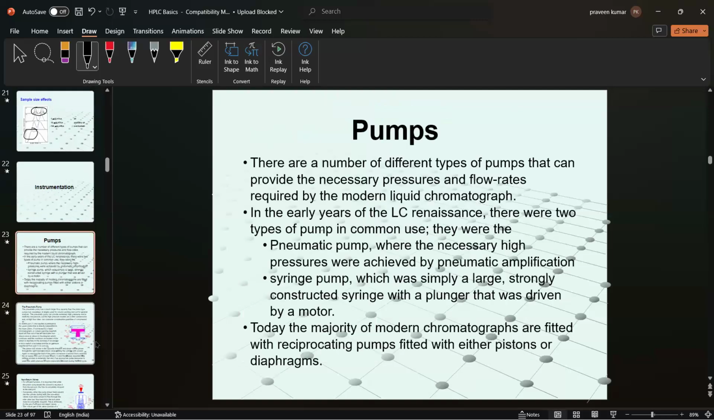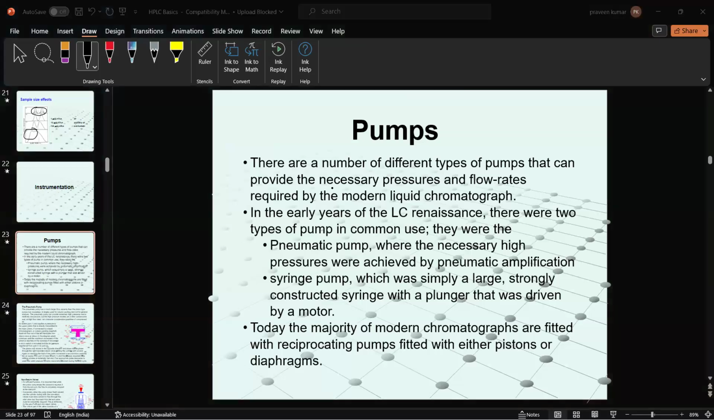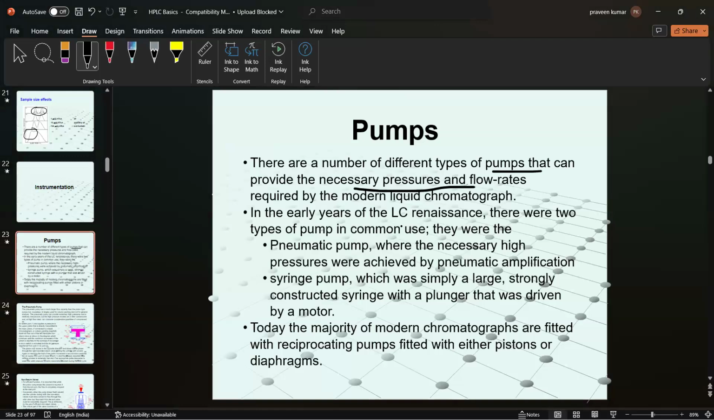So basically, the first one is the pumps. In order to pump the mobile phase into the HPLC, different types of pumps are used, like reciprocating pumps, etc. There are different types of pumps that can provide the necessary pressure and flow rates.